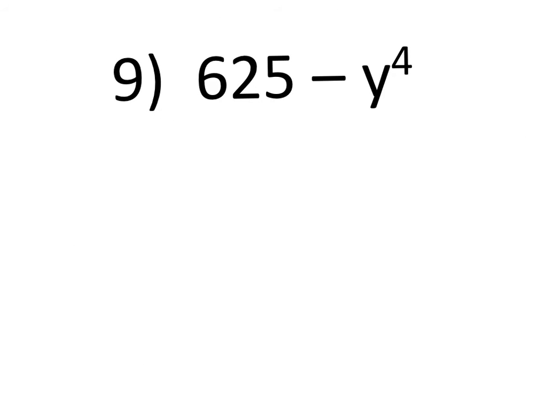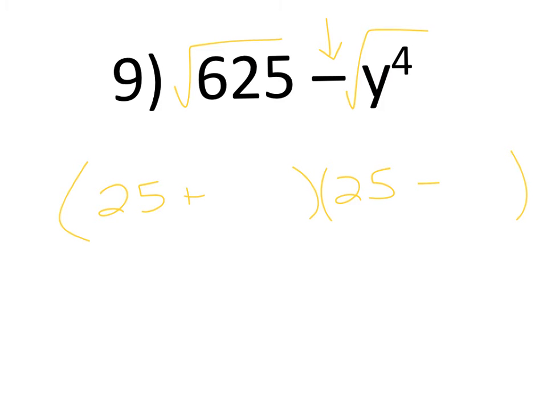Okay, so again, let's go ahead and try to break this down. So I'm going to get, can I square root? Yes. Do I have subtraction? Yes. And can I square root? Yes. Okay, so the square root of 625 would be 25. And if you didn't know that, just put it in your calculator. You've got a plus and a minus. Y to the 4th goes to y squared and y squared.